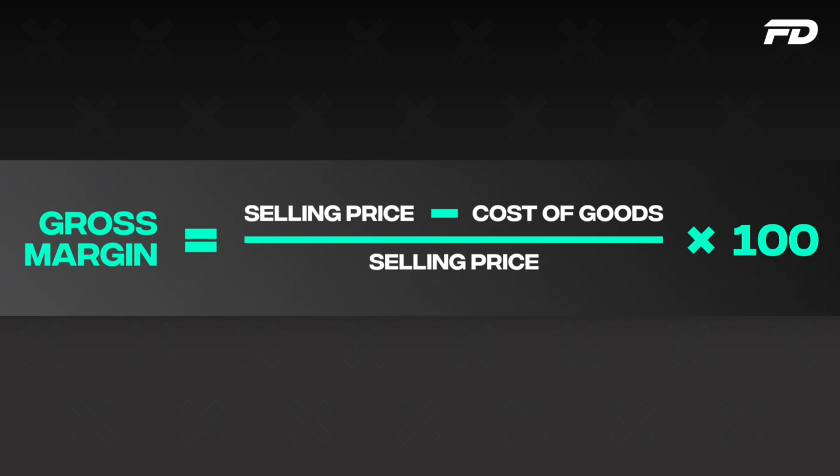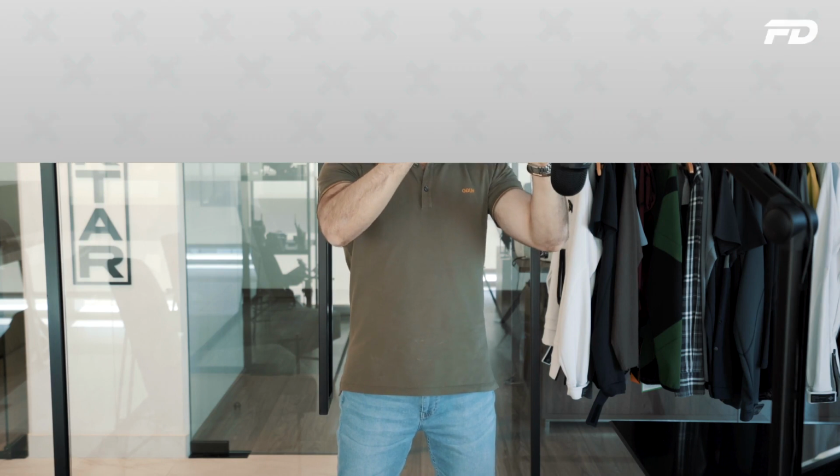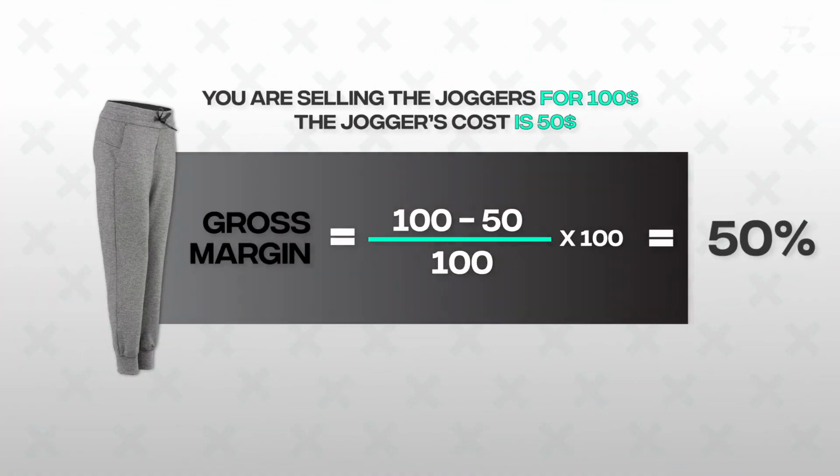So I'll give you a specific example. Let's just say you're selling a jogger for $100 and it costs you $50 to make. So you'll take 100 subtracted by 50. That will give you 50. Divide that by your selling price again, which is 100. 50 divided by 100, which would put you at 0.5, and multiply that by 100% to get your percentage. So your gross margin on that item is 50%.